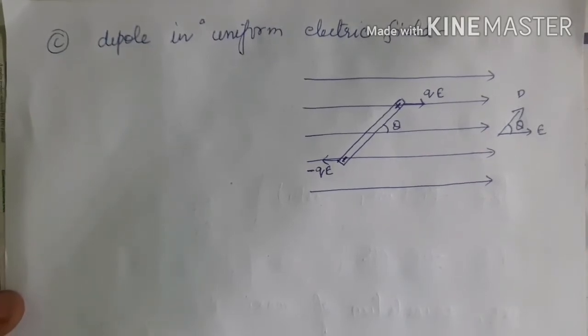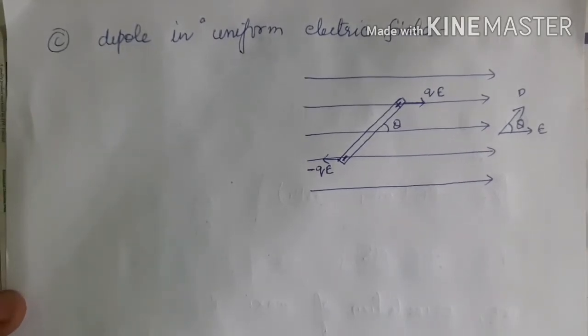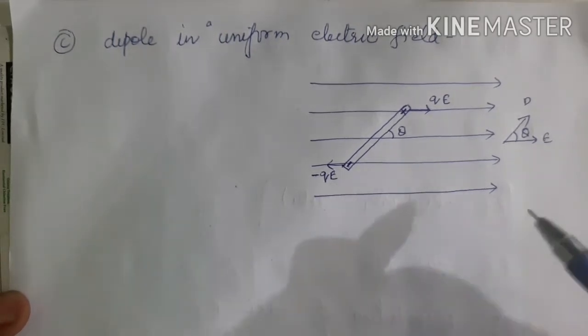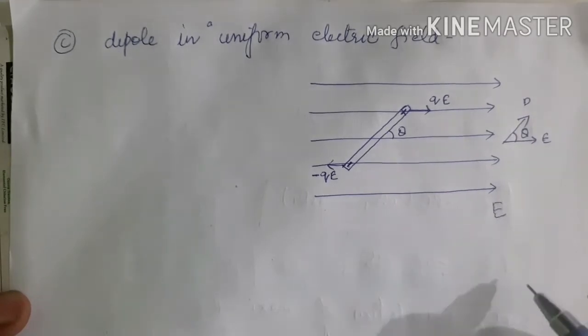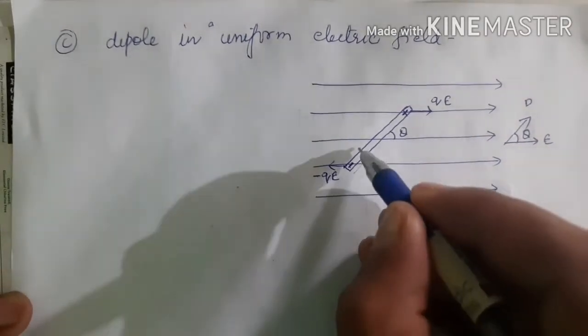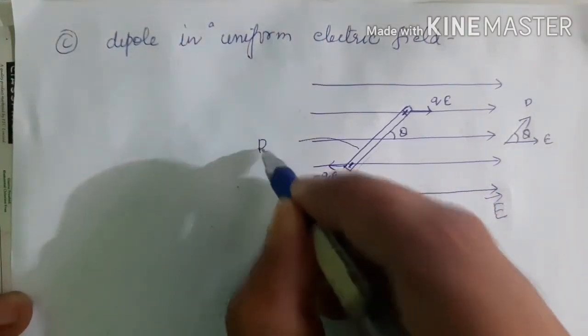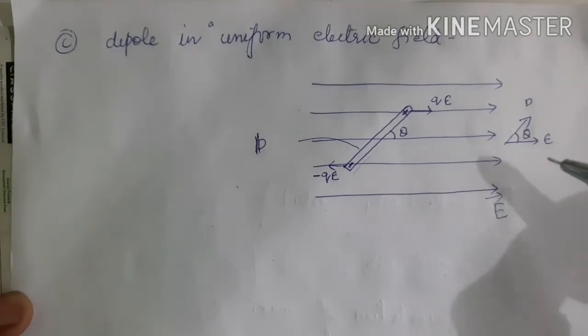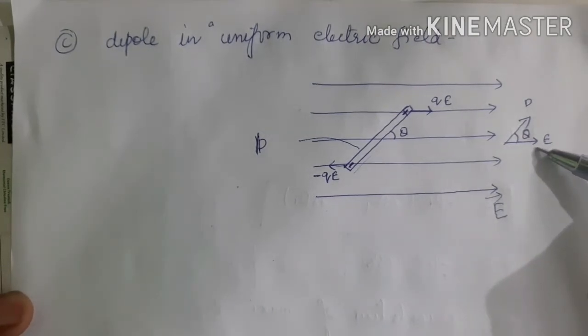Now the third case, a dipole in a uniform electric field. Now what should be the potential energy when a dipole is placed in a uniform electric field? This is your uniform electric field E along this direction, and a dipole having a dipole moment P is placed along this direction, making an angle of theta with the electric field.